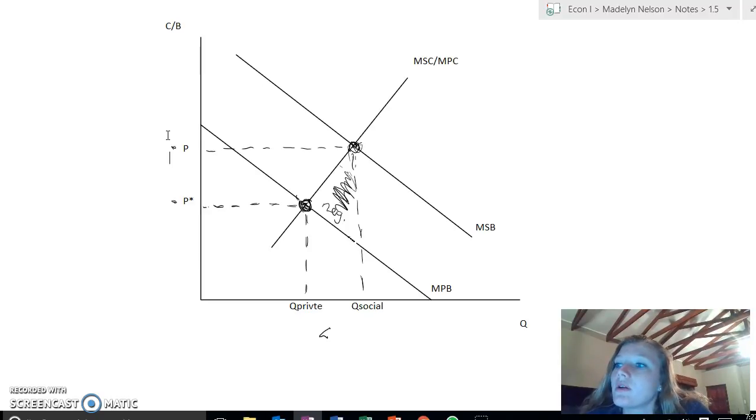So in conclusion, through looking at this graph, we can see that both merit goods and public goods can create market failure.